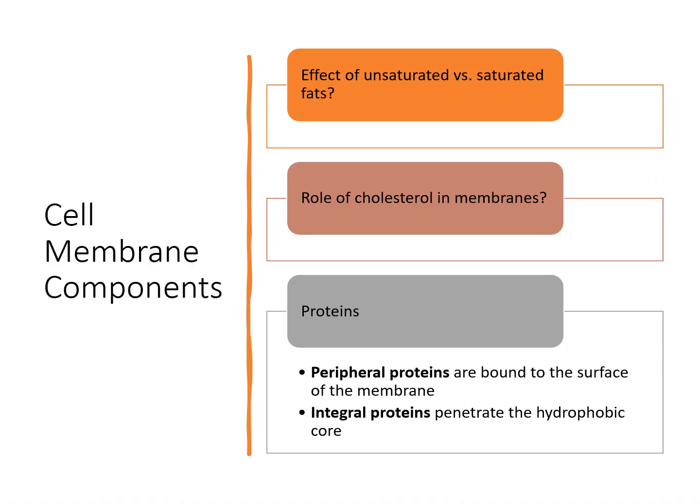When considering the components of cell membranes, I want you to think about the fats that are in the lipid bilayer, whether they're unsaturated or saturated, and how those will affect things differently. What is the role of cholesterol in cell membranes? And then also proteins. We're going to have peripheral proteins, and those are going to be bound to the surface of the membrane, but they're not going to actually be within the membrane, versus integral proteins. And those ones go through the membrane, so they're actually going to penetrate the hydrophobic core of the membrane.